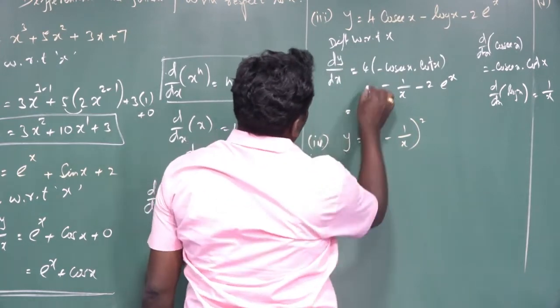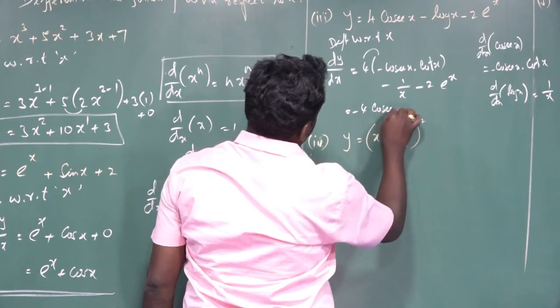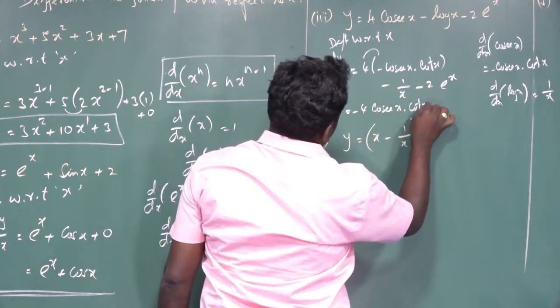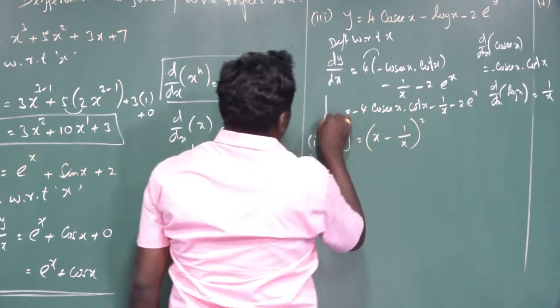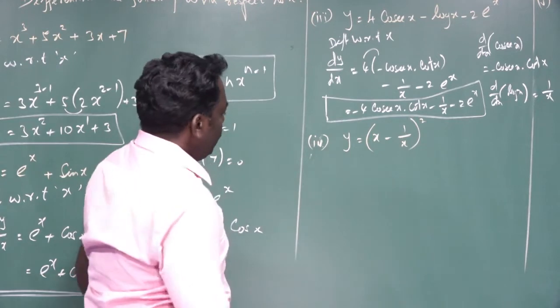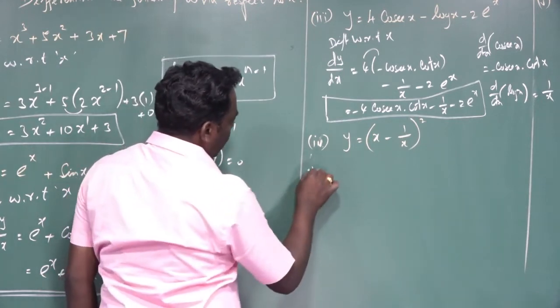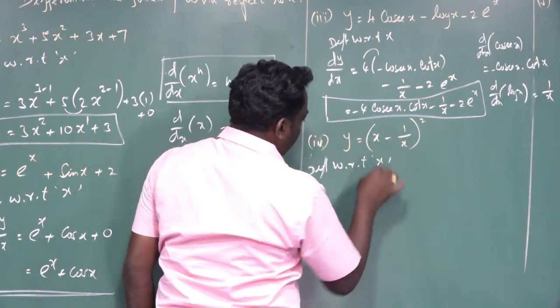Now that is equal to, just multiply the terms, minus 4 into cosecant x into cot x minus 1 by x minus 2 into e power x, and that is the derivative of the given expression. The next one, again differentiate with respect to x.